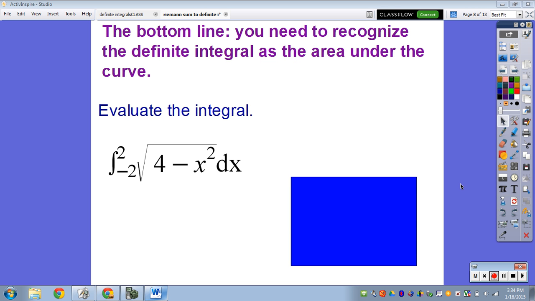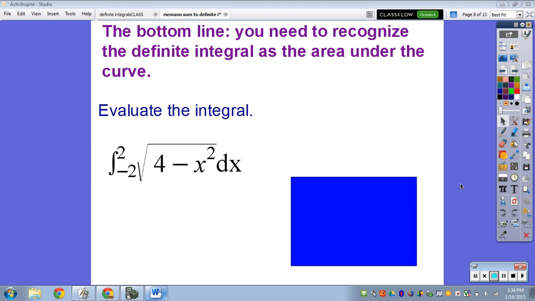So here's the bottom line of all this. You need to recognize the definite integral as the area under the curve. Anytime you see definite integrals, you're analyzing the area under the curve in some way. So sometimes it'll be in the context of a word problem, sometimes it'll just be evaluate the definite integral. And according to the context, we'll determine how you set up your definite integral, how you interpret it. But for purposes of right now, we're just thinking of it as area under the curve.